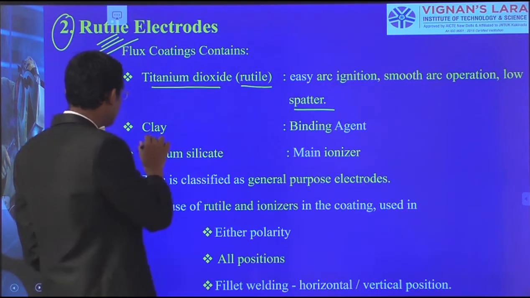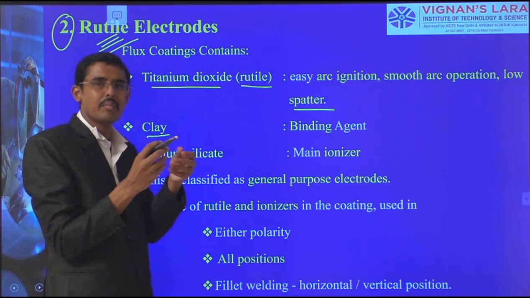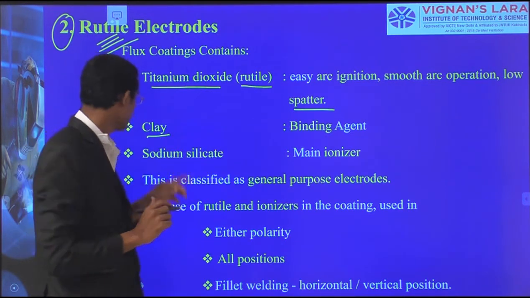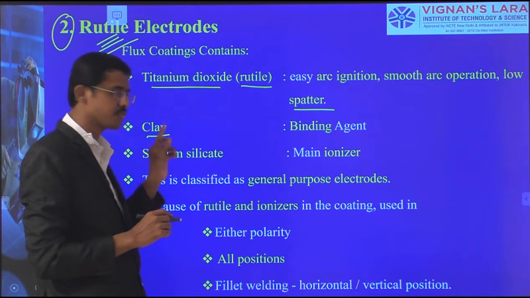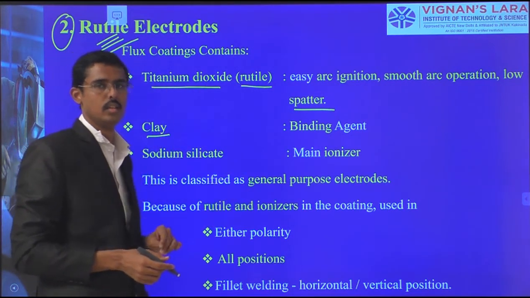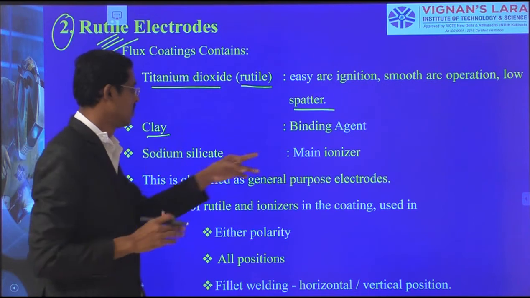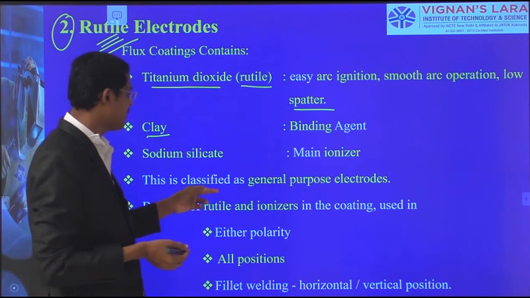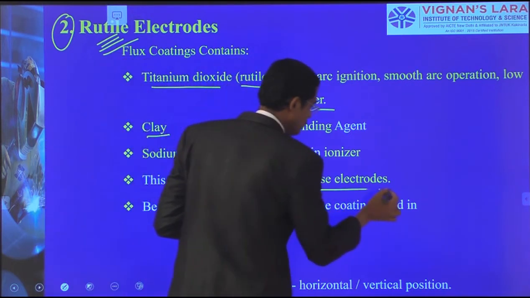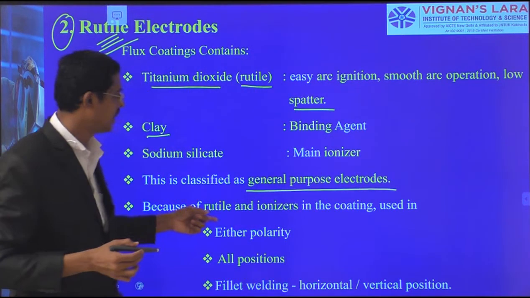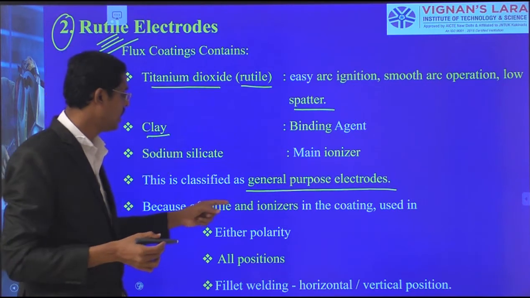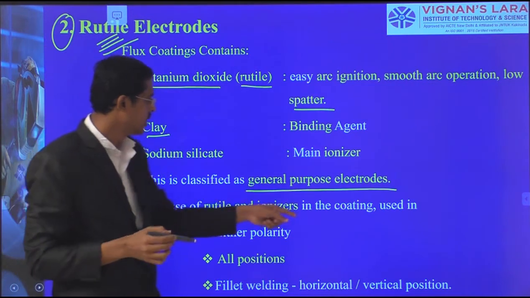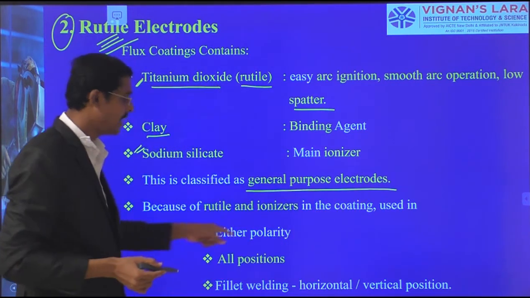And we are using some clay for the binders. Many chemicals we are adding inside the flux covering. So some binders we are adding. And sodium silicate. Sodium silicate is common for all three: the basic, rutile and cellulose. It is the main ionizer, which means arc stabilizer. So this is classified as a general purpose electrode. Because of the rutile, this titanium dioxide, and the ionizers, because of the sodium silicate and titanium dioxide in the coating, it can be used on either polarity.